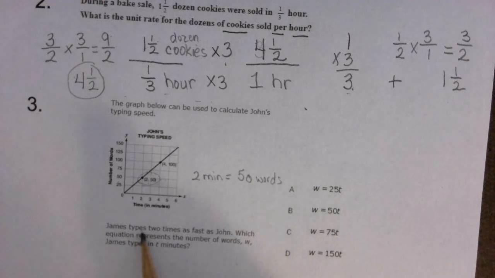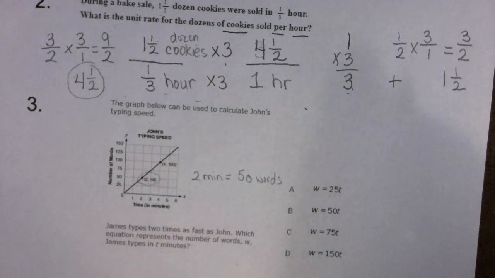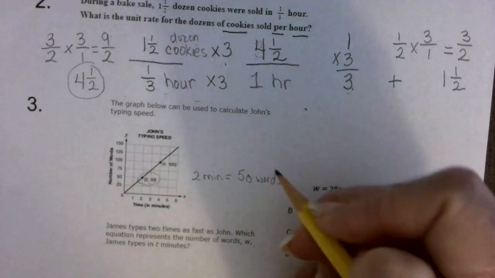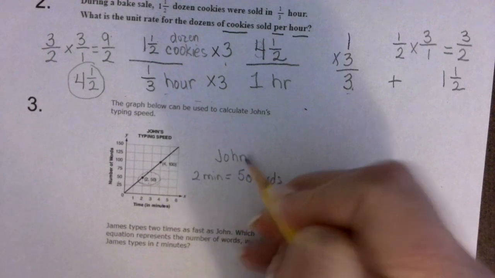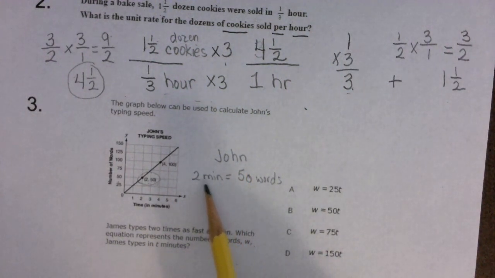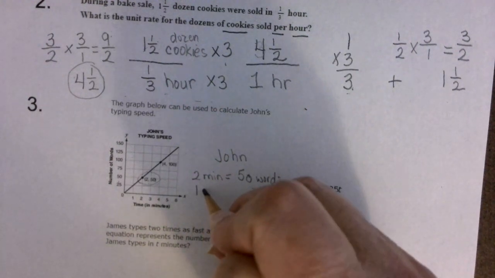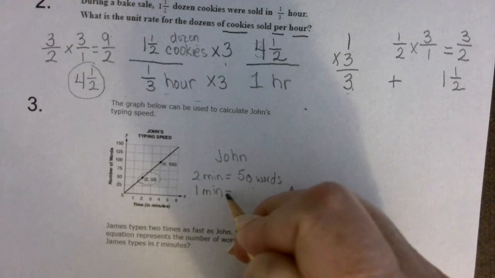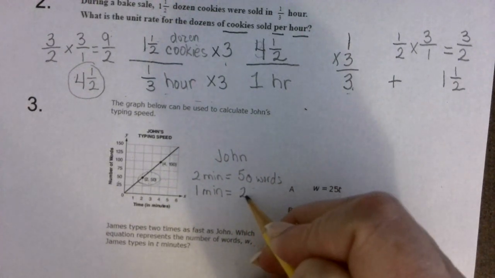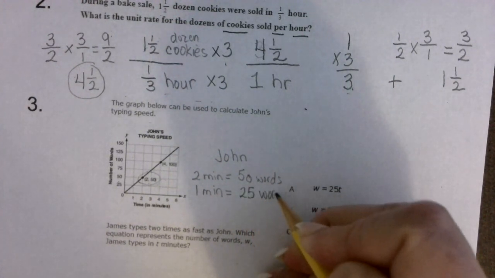So it says James types 2 times as fast as John. Which equation represents the number of words, W, that James types in T minutes? So the first thing that I would do is, this is John, and if he can do 2 minutes and he types 25 words, that means in 1 minute he can type 25 words. I might have just said that.